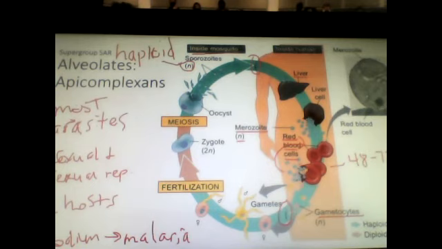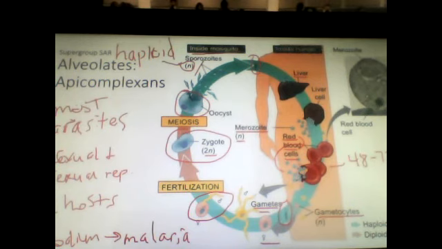Okay, when they're sucked up, then they form male and female gametes, which then fertilize. This is all happening inside the mosquito. That forms a zygote after fertilization. Then meiosis occurs, producing an oocyst, which then bursts, releasing more sporozoites into the saliva of the mosquito. This is happening in the digestive tract of the mosquito, and it can keep going around and around and around. But it requires both hosts to have this happen.